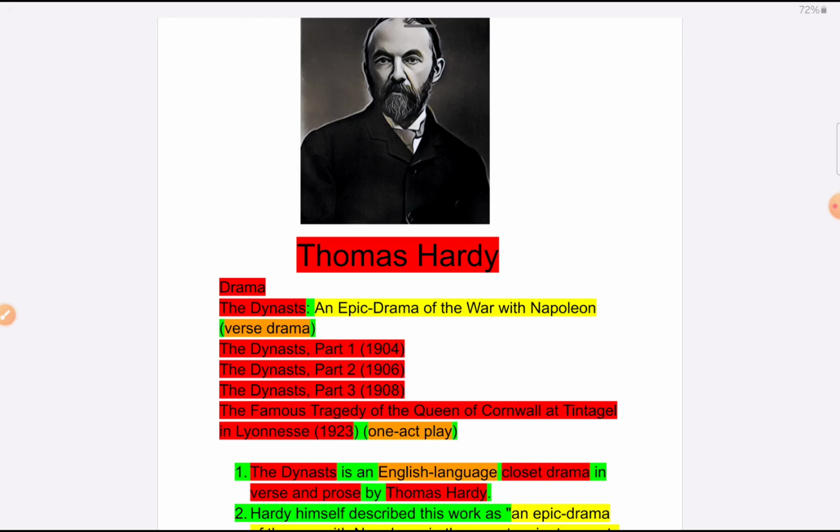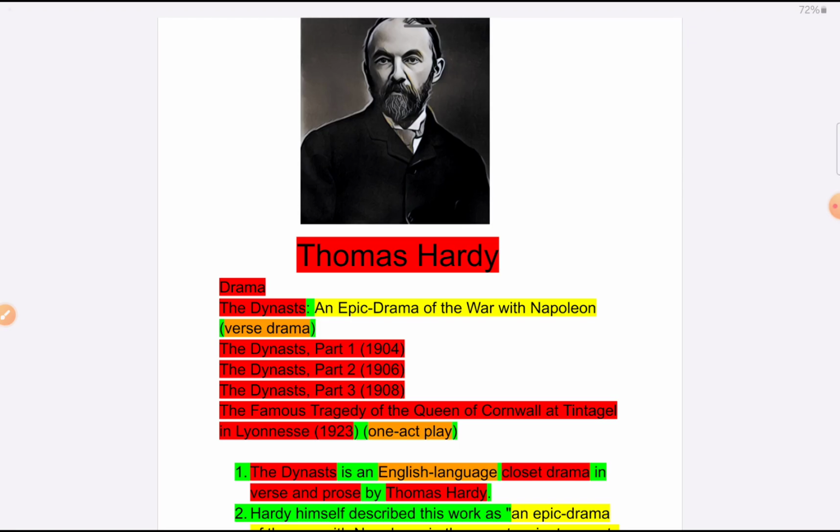The Dynasts is an epic drama of the Napoleonic Wars. It is a war drama. This drama appeared in three parts. The first part came in 1904, the second part came in 1906, and the third part appeared in 1908.